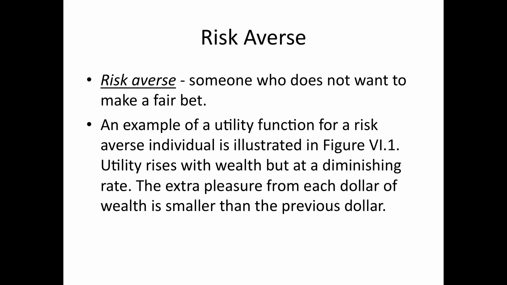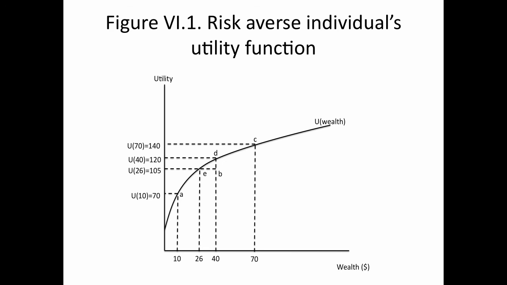To illustrate this a little bit further, what I want you to do is to look at figure 6.1. And this is an example of a utility function for a risk-averse individual. And the idea here is that utility rises with wealth, but at a diminishing rate. And so the extra pleasure that one derives from each dollar of wealth is smaller than the previous dollar. So here, I've drawn it with wealth on the x-axis. You could think of this as earnings or income if you wanted to, and the utility that you receive from your wealth on the y-axis. As wealth increases, your utility increases at a decreasing rate.